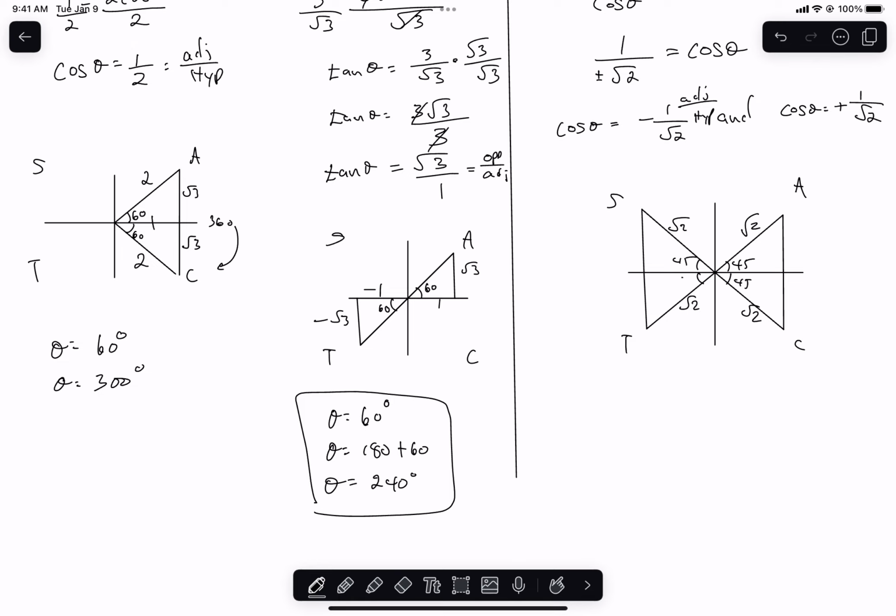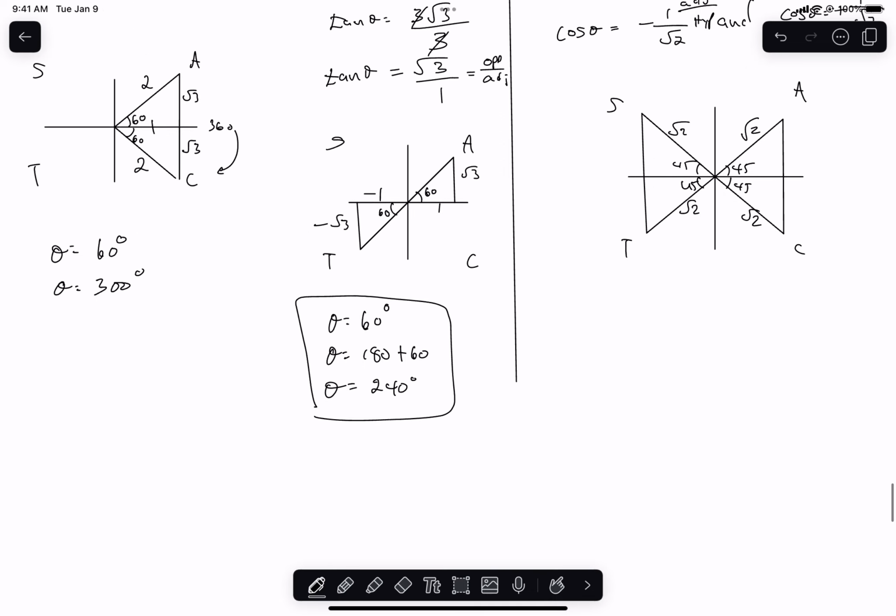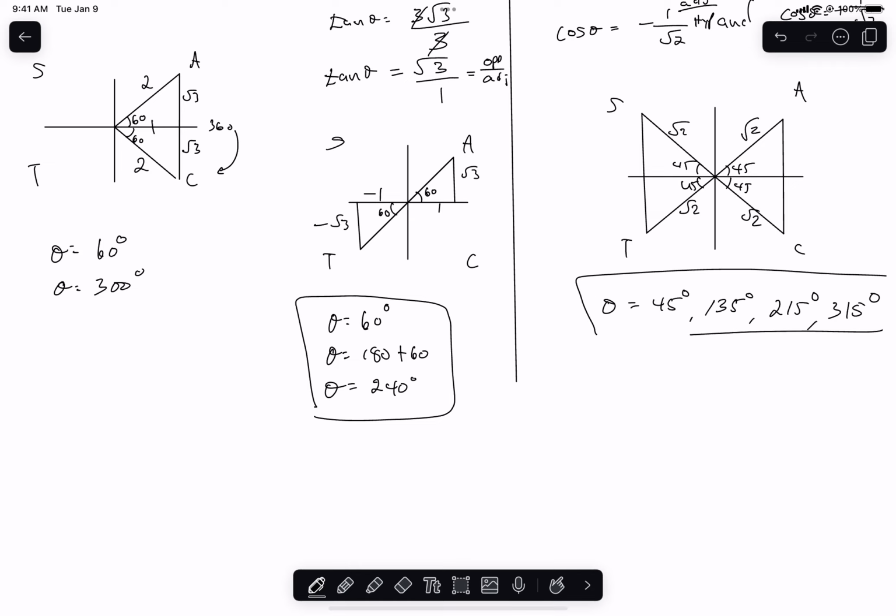So all the way around from 0 to 360, that's why these questions are a little more interesting. From 0 to 360, we should see that 45 degrees should be an answer, 135 should be an answer, 215 should be an answer, and 315 should be an answer. Okay, so there's your answers for that question.